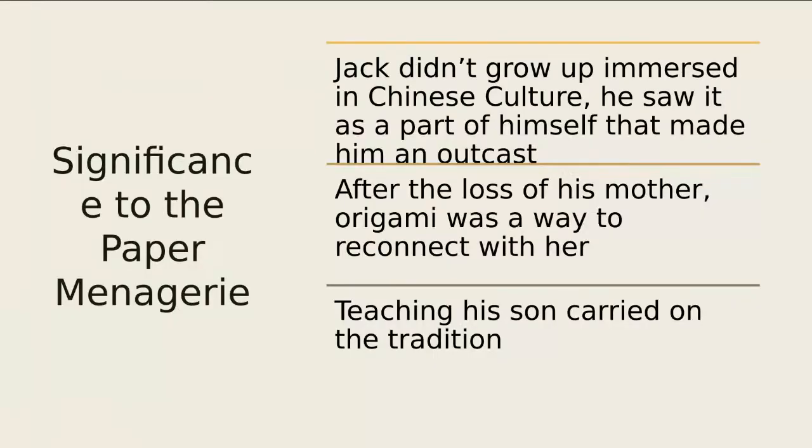So in the significance to the paper menagerie, Jack didn't grow up immersed in Chinese culture. He saw it as a part of himself that made him an outcast. He saw it as something that he wanted to put away in a box, and he took the life out of these paper animals once he saw the judgment that other students in his American school gave him. His mother, before this judgment, he saw this life and the beauty in the origami, and his favorite was a Japanese little tiger that his mom made him.